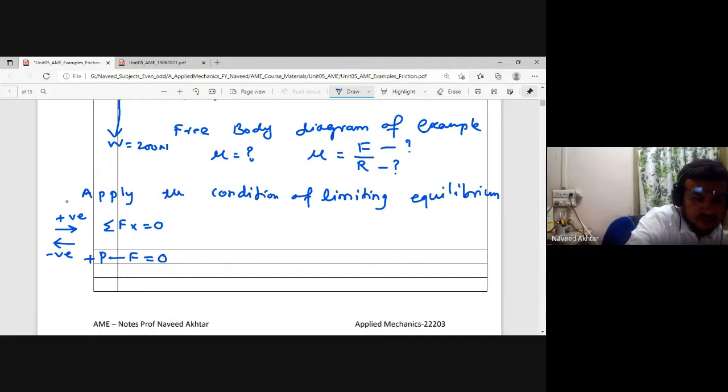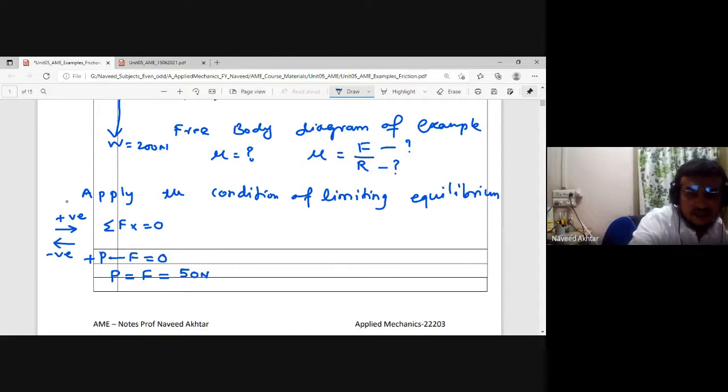So what will be the P value? P is equal to F. अगर F हम कर ले जाएंगे तो F, you know the value of P. Value of P is 15, so F is 15. I will write here P is 15.